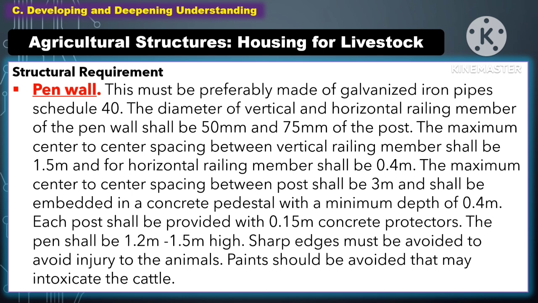The maximum center to center spacing between the posts shall be 3 meters and the posts shall be embedded in a concrete pedestal with a minimum depth of 0.4 meter. Each post shall be provided with 0.15 meter concrete protectors. The pen shall be 1.2 meters to 1.5 meters high. Sharp edges must be avoided to prevent injury to the animals. Paints that may intoxicate the cattle should be avoided.